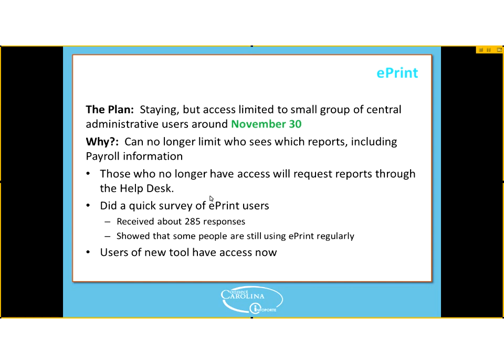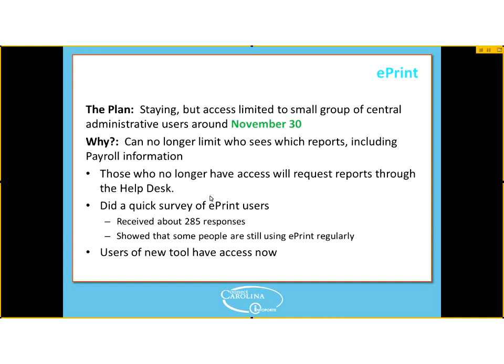But the reason is that for ePrint, there's not going to be any way at all to limit who sees which reports. So basically, if you have access to ePrint going forward, you'll see everything that's out there, including detailed payroll information. So as you guys know, that's sensitive information, and we have to be very careful about who can see that. So access to ePrint had to really be limited.